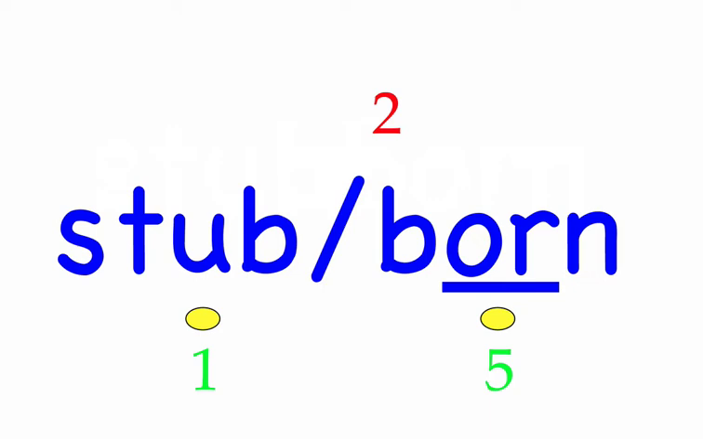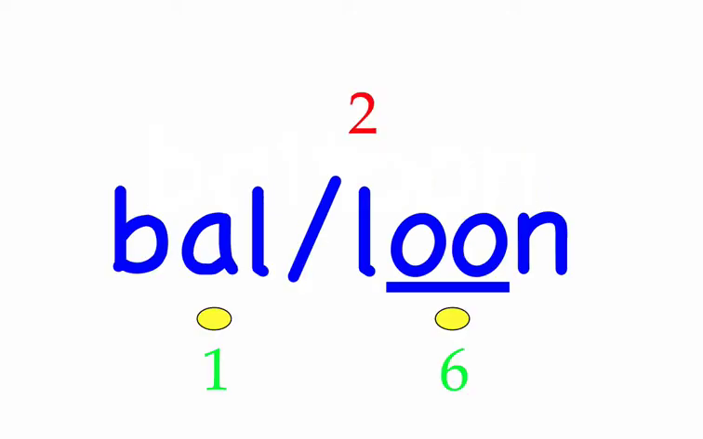Balloon. The child held tightly to his balloon. Again, we're going to exaggerate the pronunciation a little bit here. Bal, 3 sounds. B, a, ul. Loon, 3 sounds. Ul, oo, n. Balloon. Mark the word.